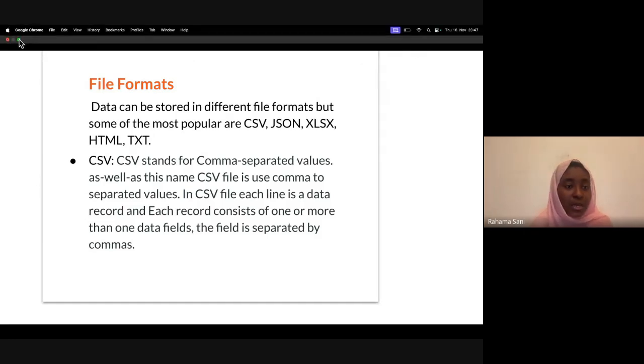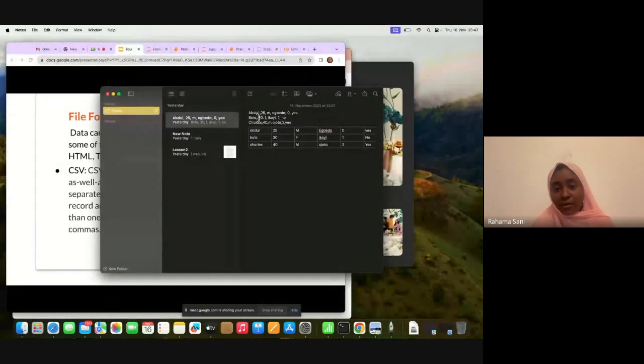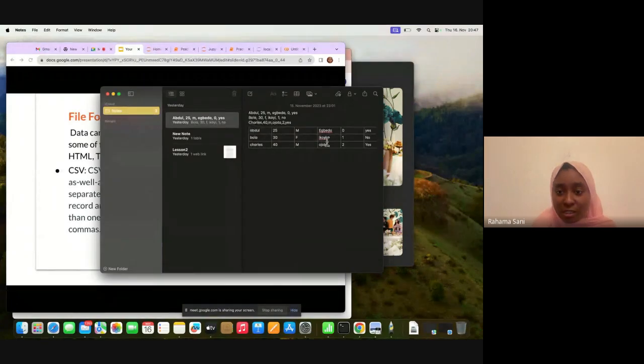I think I made an example of something that looks like a CSV file. Yes, here. Can you see my screen? Where I have Abdul, 25, M, this. Yes, we can see your screen. Yes, so ignore this table part.